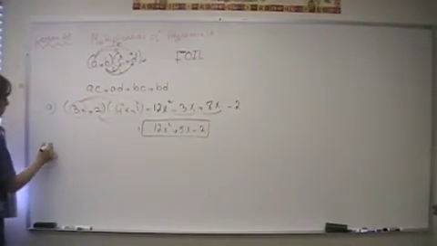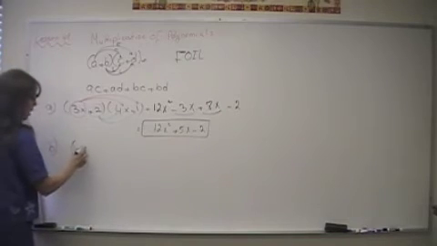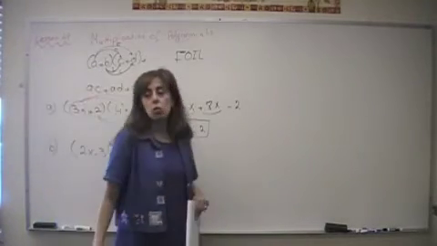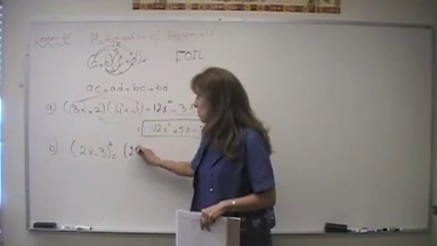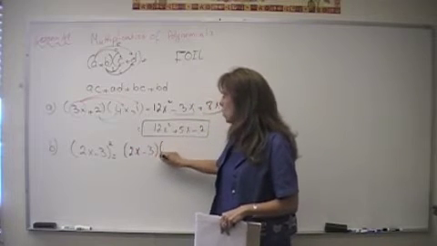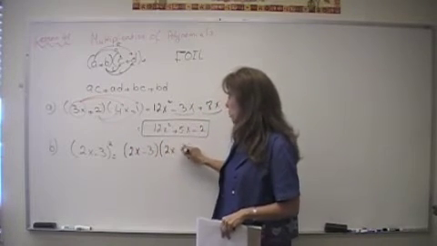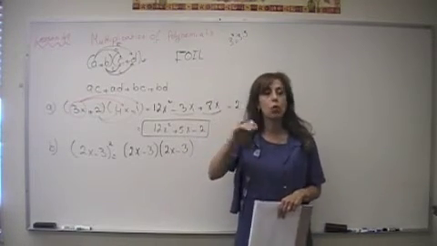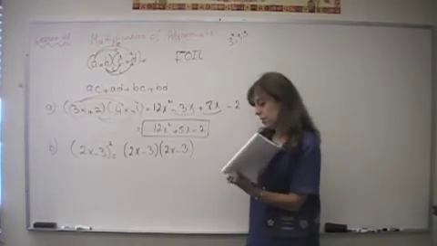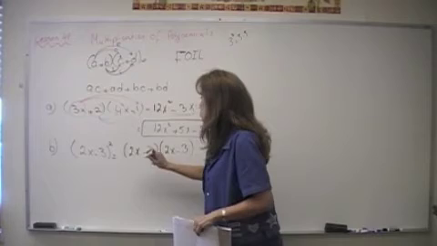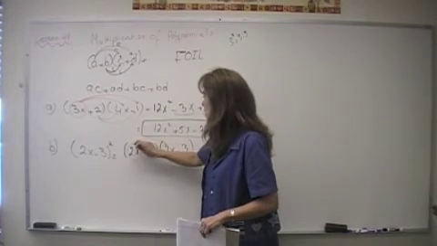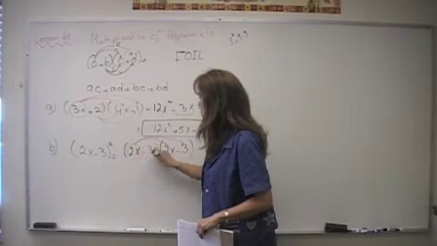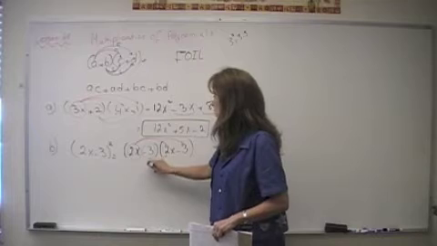Another example, B: 2x minus 3 squared. That means 2x minus 3 multiplied by 2x minus 3. When I say 3 squared, it means 3 times 3. You're multiplying the same term by itself twice. Same thing, we're going to use the FOIL method to find the answer. 2x times 2x, 2x times negative 3, and then negative 3 times 2x and negative 3 times negative 3.